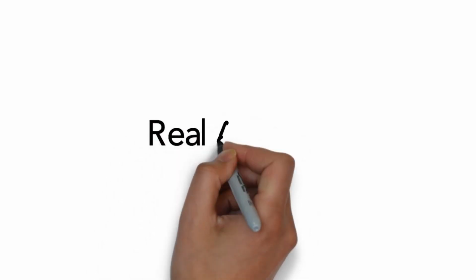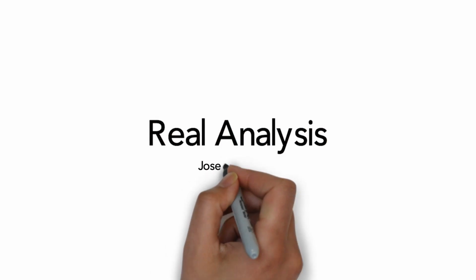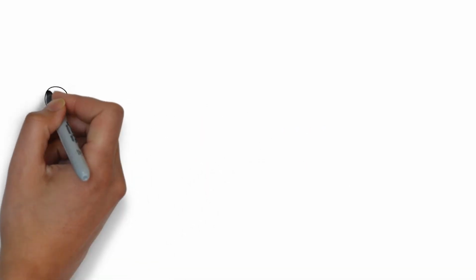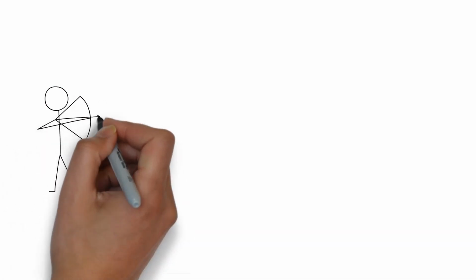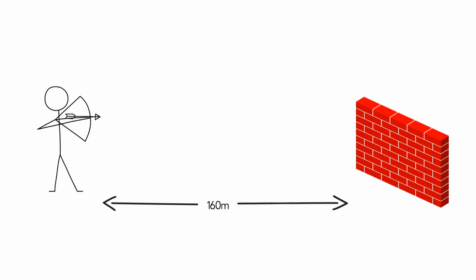This video is an introduction to some of the ideas you'll meet in a course on real analysis, explained using some simple problems. Imagine a woman firing an arrow from a bow. She fires it towards a brick wall, and the tip of the arrow is 160 meters from the wall.